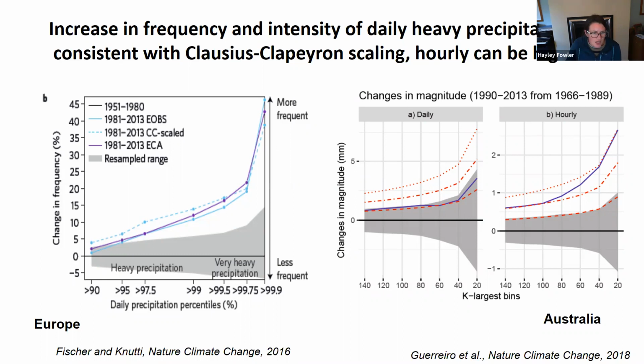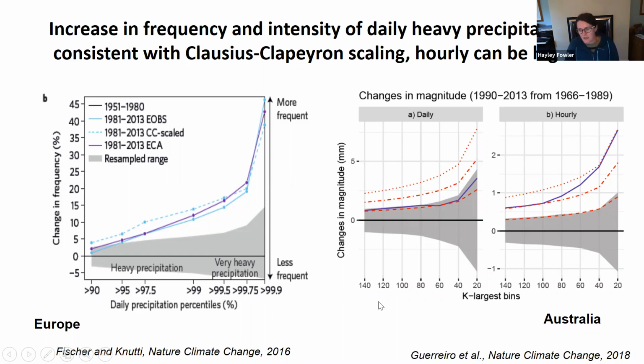And they looked at the change in the frequency of different percentiles of daily precipitation. And you can see the grey shaded area there shows a resampled range. And they looked at observations for 2 different time periods and then looked at the change in the different percentiles between those 2 time periods, and then also assessed how those were related, the dotted blue line, to this Clausius-Clapeyron scaling relationship. And what you can see is that the change in the daily precipitation percentiles between the 2 time periods is consistent with what we'd expect from Clausius-Clapeyron. That's for daily precipitation.